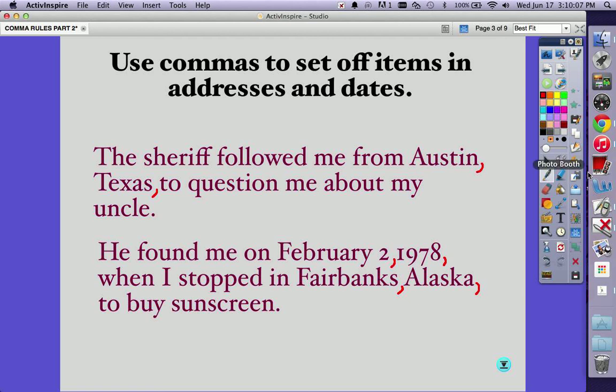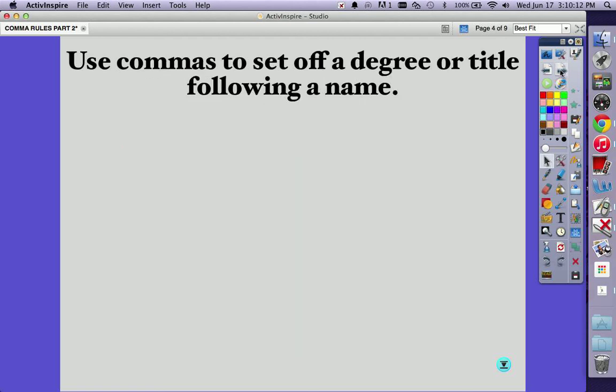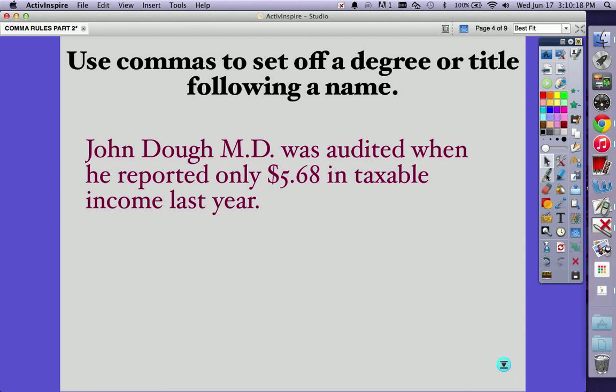The next rule says use commas to set off a degree or title following a name. So for example, if I have a person named John Doe, MD, in my sentence, which says he was audited when he reported only $5.68 in taxable income last year, I have to separate his name from his degree, and I have to also put a comma after his degree, just like with those dates and addresses.